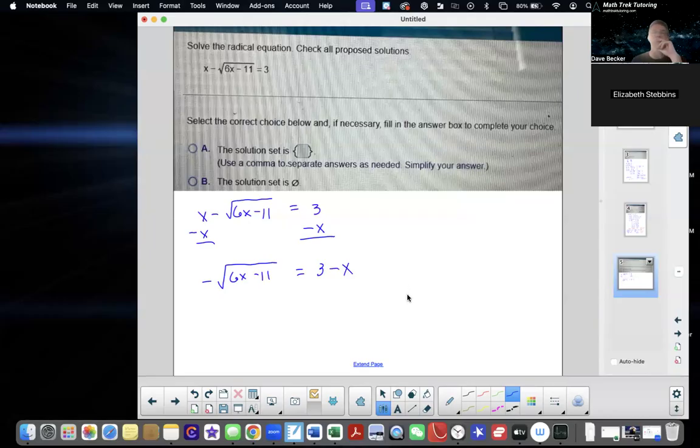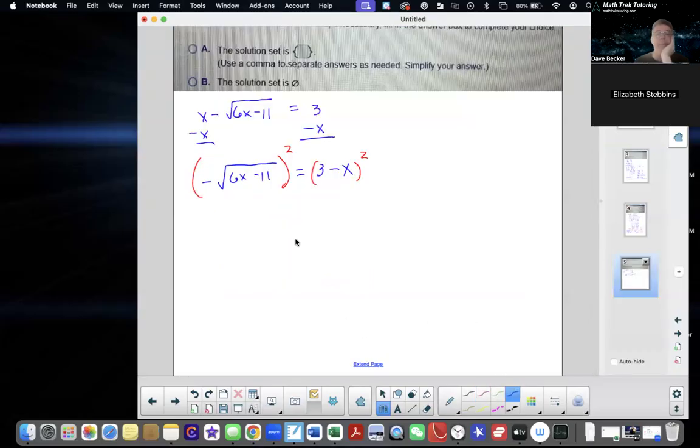Now we're going to square both sides, but we have this negative here, so it gets squared as well, but it's inconsequential because a negative times a negative is a positive. So it just goes away. Good riddance. And then let me know if you get the same thing as me.